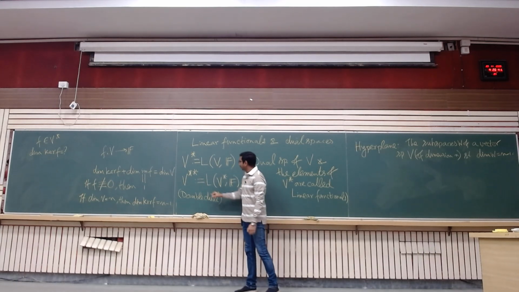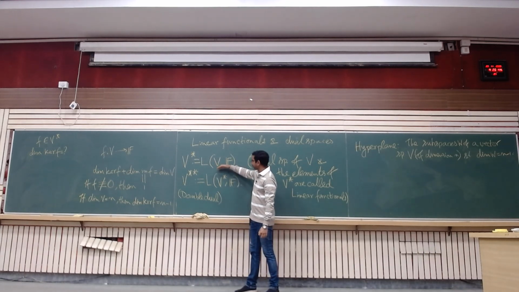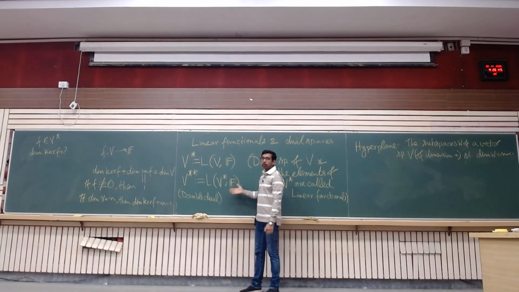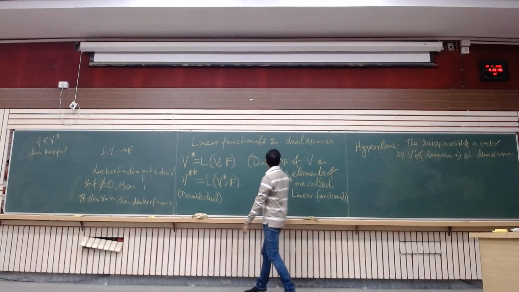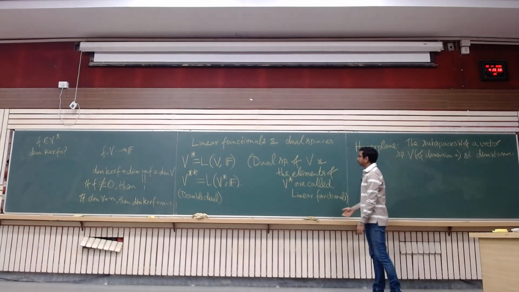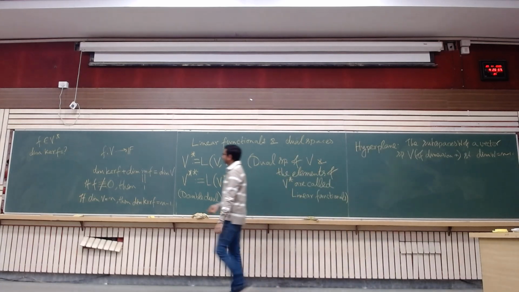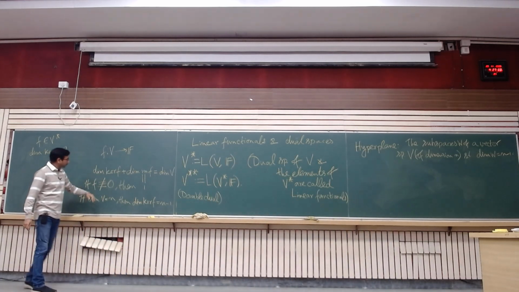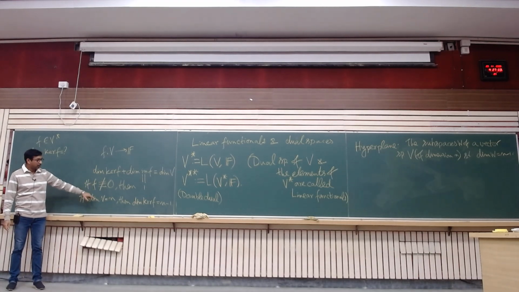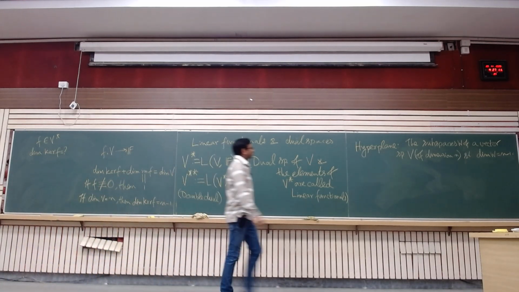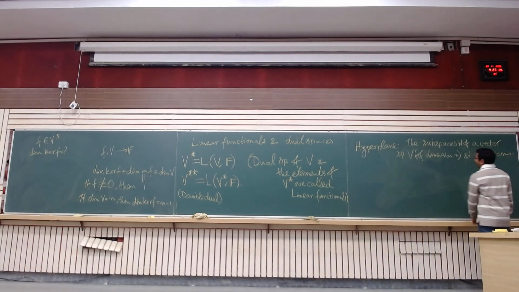Similarly, the double dual would be the set of all linear transformations from this space to F, where F is the field on which the vector space is defined. The elements of the dual space will be called linear functionals. Then we came to the fact that if f is a linear functional from V to F, then its kernel should have dimension n minus 1, which follows from the rank-nullity theorem, unless f is identically 0. Then we defined a hyperplane to be a subspace of V which has dimension just 1 less than the dimension of the entire space.